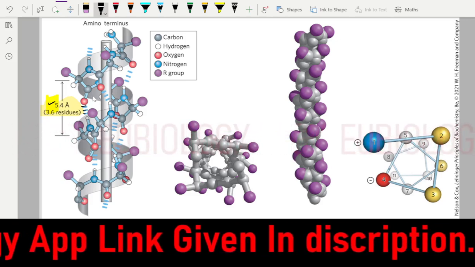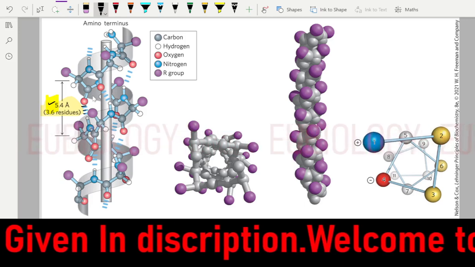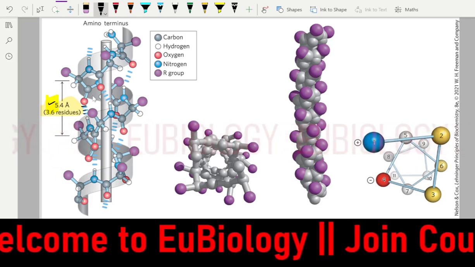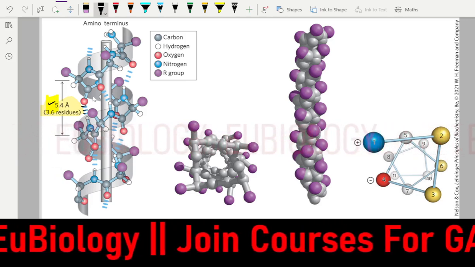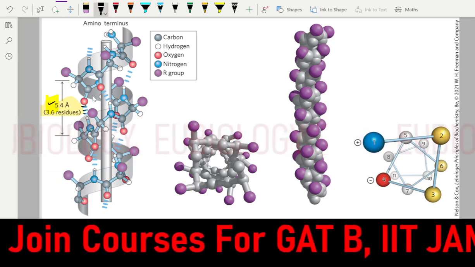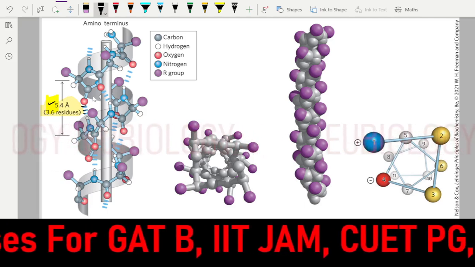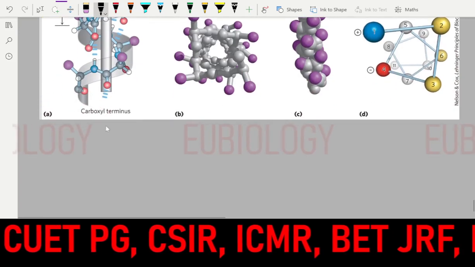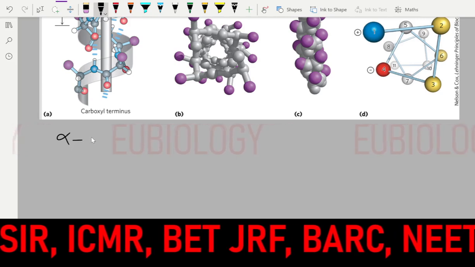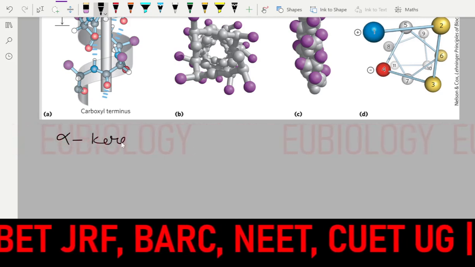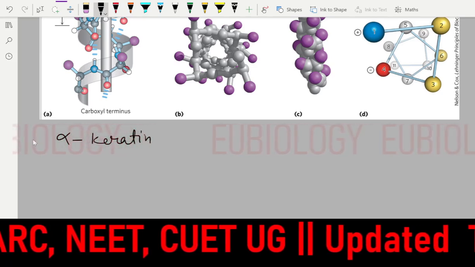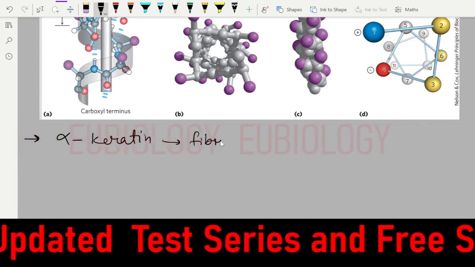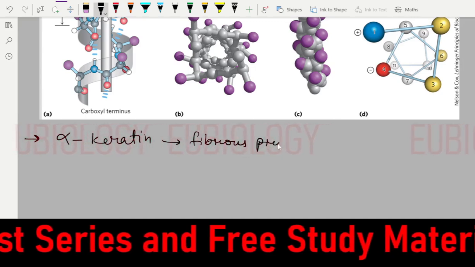Where will this alpha helix be found? It is found in alpha keratin, which is a fibrous protein, and it forms porcupine quills and a regular structure that repeats every 5.4 angstrom. So where will it be found? It forms alpha keratin, which we are going to see, and this alpha keratin is a fibrous protein.